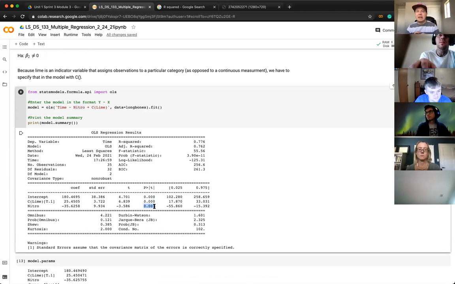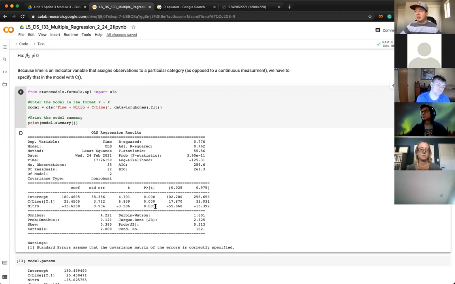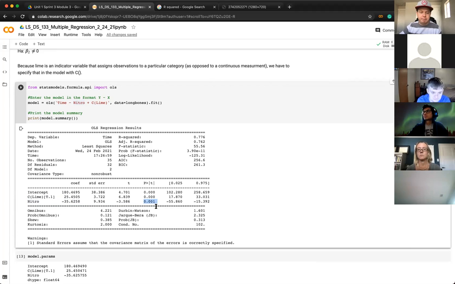It's after we've already controlled for all the other X variables in our data set. Is nitro saying something beyond what is already captured by the other X variables? And yes, it is. That's what our p-value is telling us.